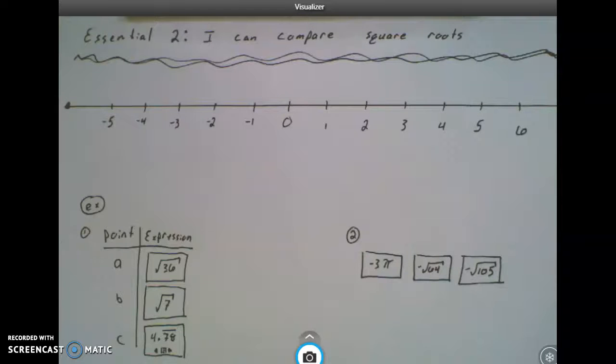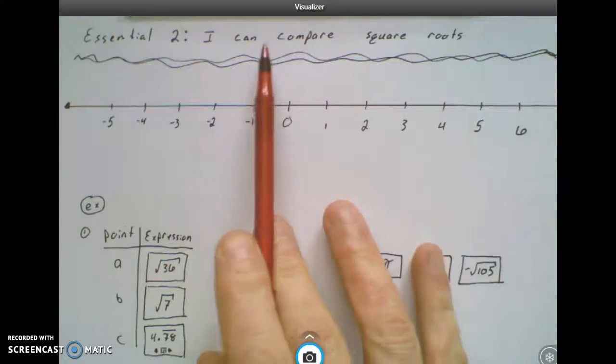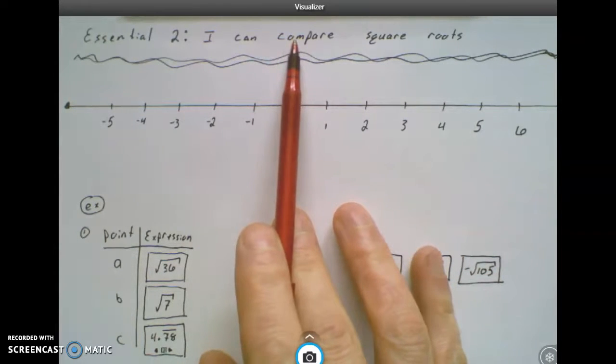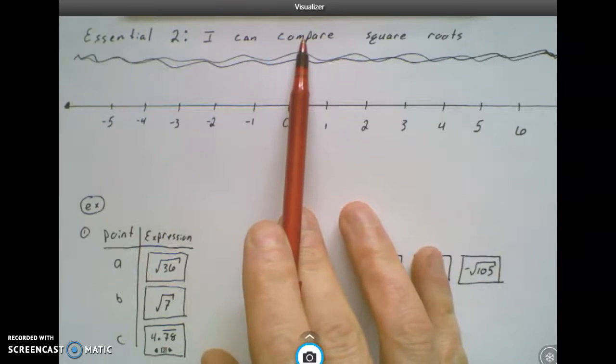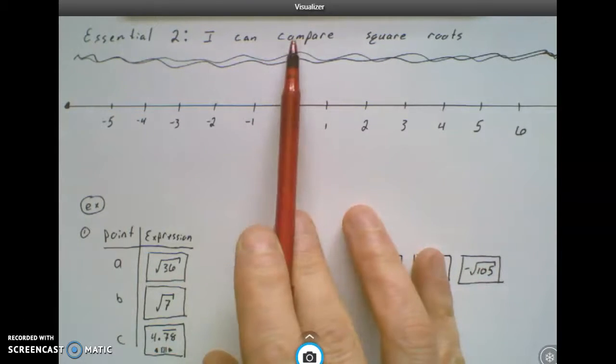All right, so this is essential too. I can compare square roots, okay? And when we talk about compare, most of the time in mathematics, we're basically just comparing which one's bigger, which one's smaller, right? Talking about the ordering, bigger and smaller, okay?